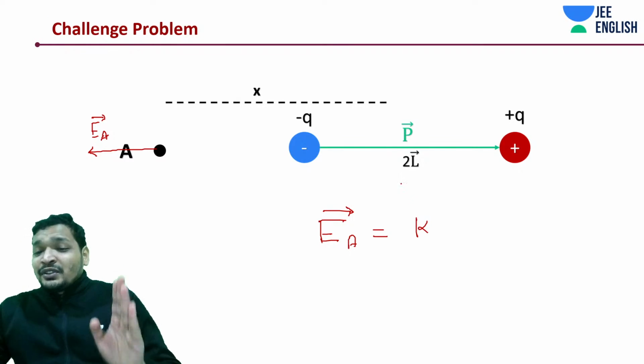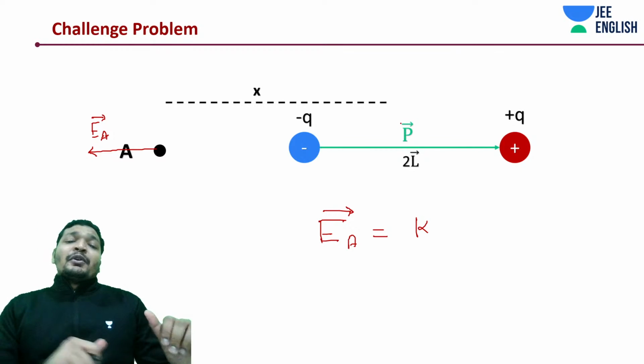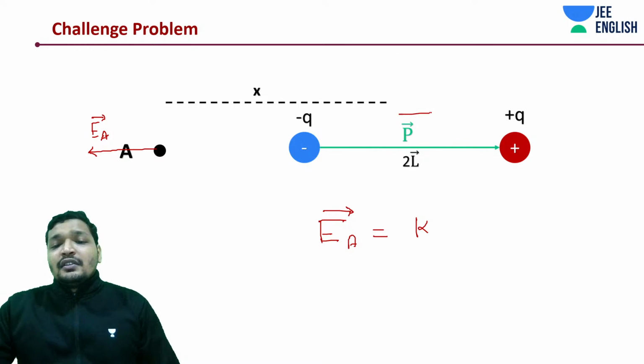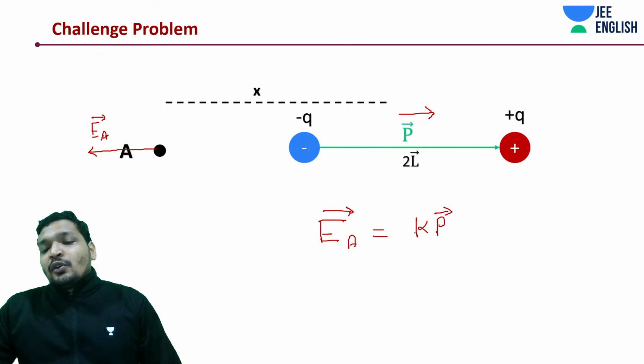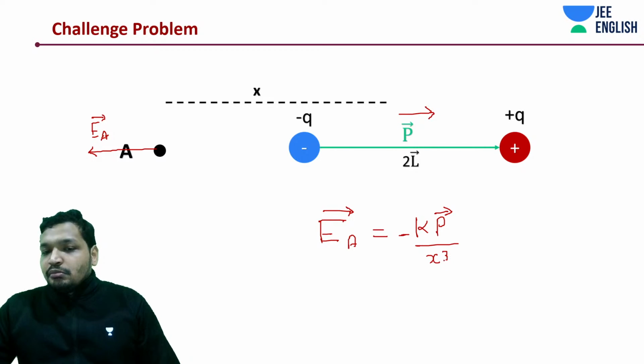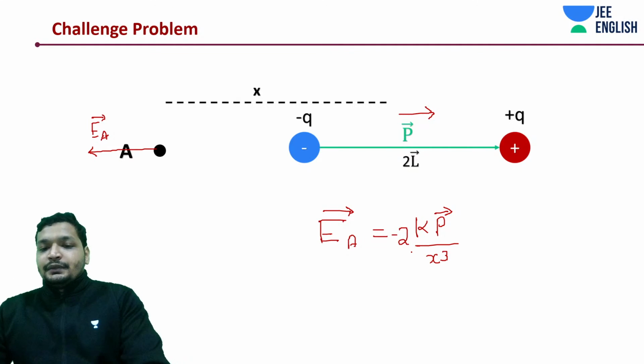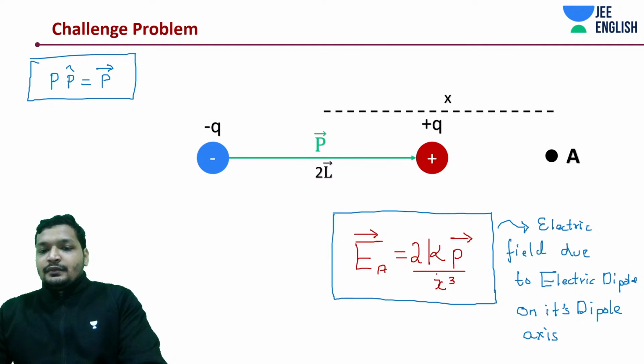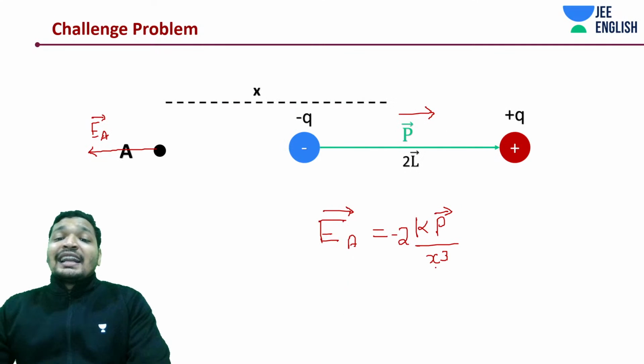It should be in the opposite direction of the dipole moment, because dipole moment goes from negative to positive. The same term I'm going to write down. Just do a small thing, add a negative sign to it and divide it by x cube. And there should be a 2, of course. It's on the axis. It's the same term, right? There is no difference. I've just added a negative sign.